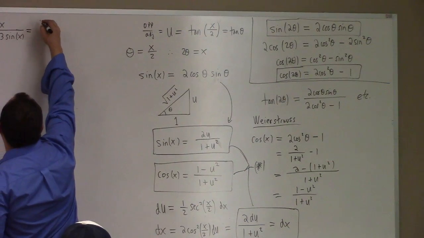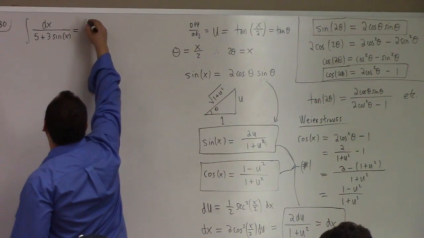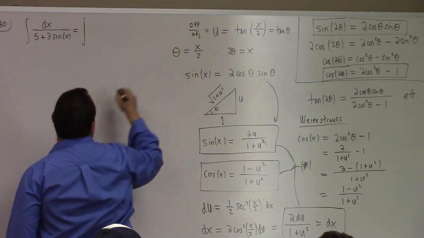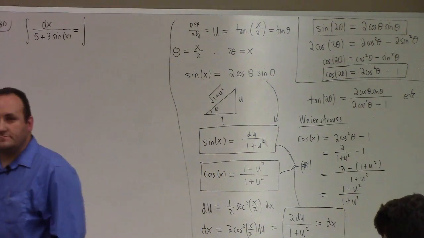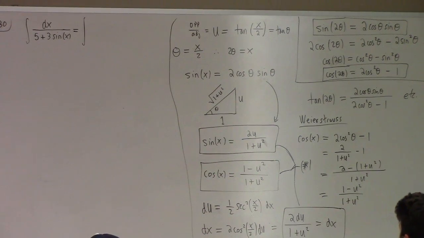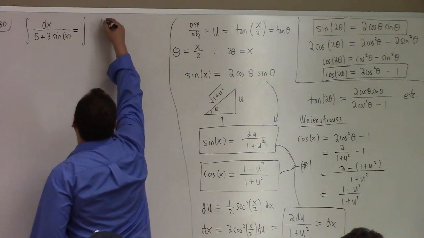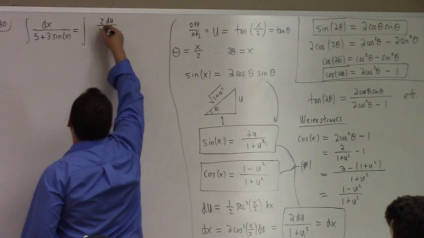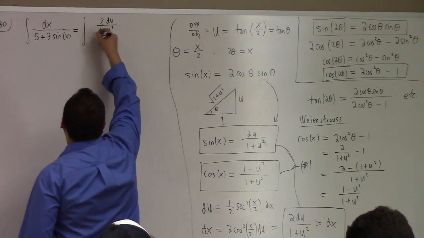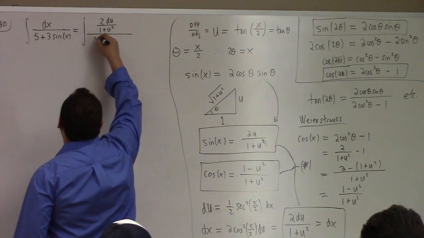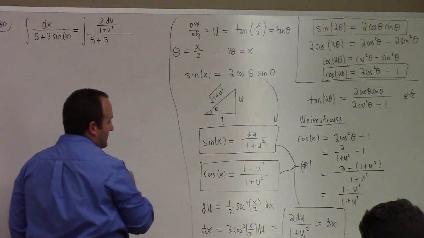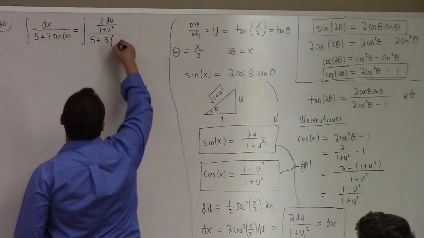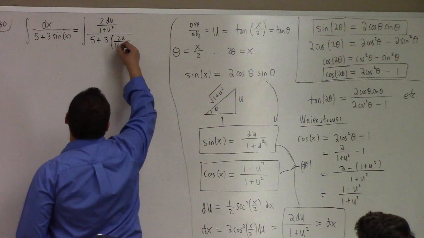But so you put that into practice here. What happens? Making this Weierstrass substitution, what is dx? You got 2 du over 1 plus u squared. That's your dx. Downstairs, what do you got? 5 plus 3 times what? What was sine x equal to? 2u over 1 plus u squared.